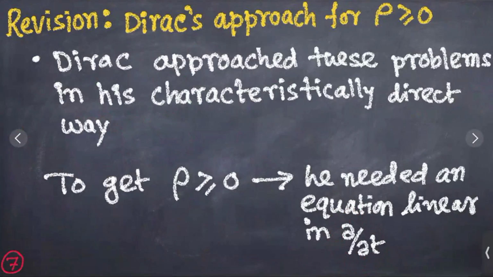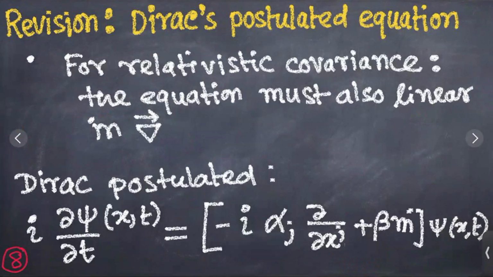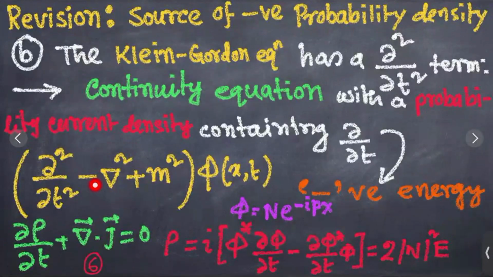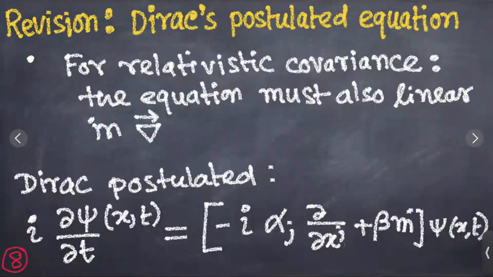To do that, there is also one more thing to keep in mind, the other thing is the covariance of the form. So he wanted to construct an equation where the time derivative, the partial derivative with respect to time, should be linear. And second, if I go one step back to the Klein-Gordon equation, there was del square or grad square. So he wanted to construct an equation where the partial derivative with respect to space is also linear.